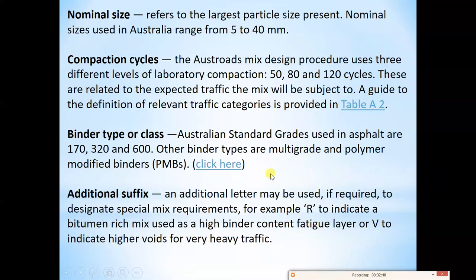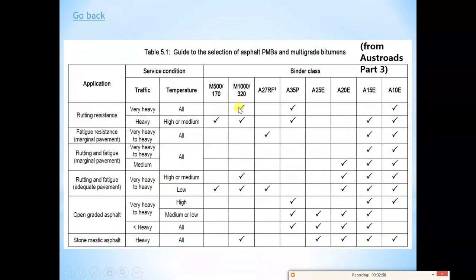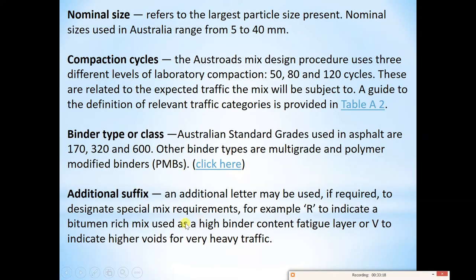Other binder types that can be used are the multi-grade binder. That means you could have 170 and 600. So this is multi-grade and polymer modified binder. Okay, I think we showed that before. These are the polymer modified binders which can be used for asphalt. The M stands for multi-grade, and the A shows that these are the PMB, the polymer. So these are the different types of polymers. Additional suffix, I think we talked about that before.